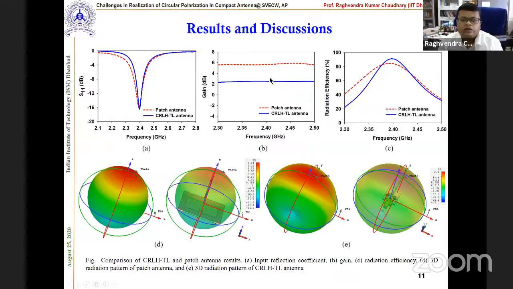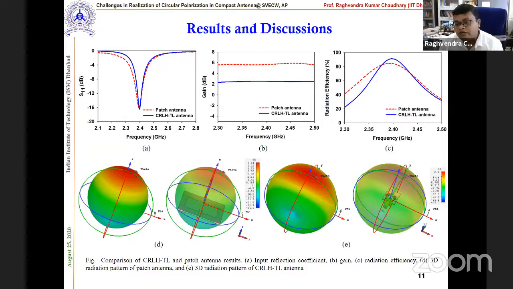And the gain was a little bit down as compared to the patch antenna, but it is sufficient to run the application. Fine. And if you see the radiation pattern, we are not altering or destroying the far-field properties. It is almost the same as what the patch antenna is providing. So we were confident when we saw this result that yes, we can do the things, but the only issue is that if you require a high gain antenna, how can we do it, correct?